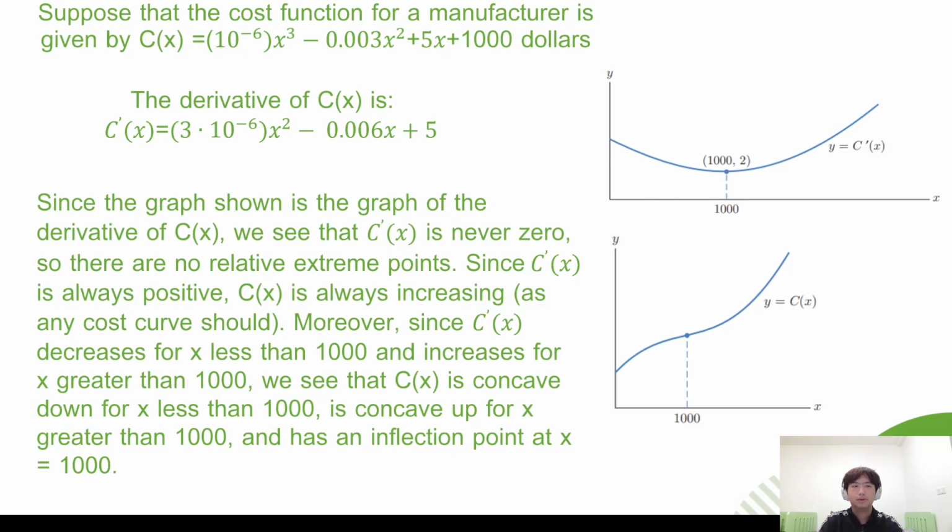Moreover, since C'(x) decreases for x less than 1000 and increases for x greater than 1000, we see that C(x) is concave down for x less than 1000 and concave up for x greater than 1000 and has an inflection point at x equal to 1000.